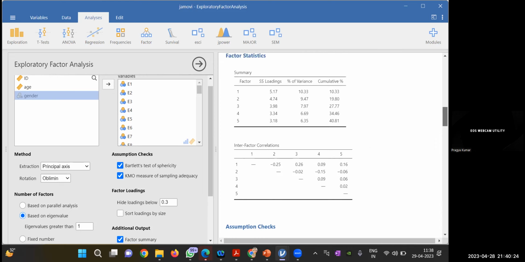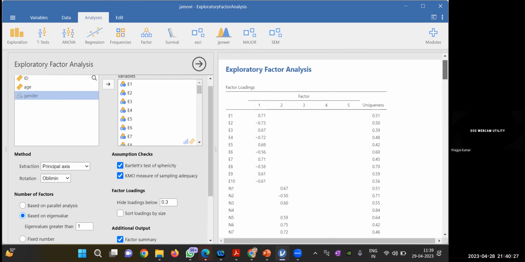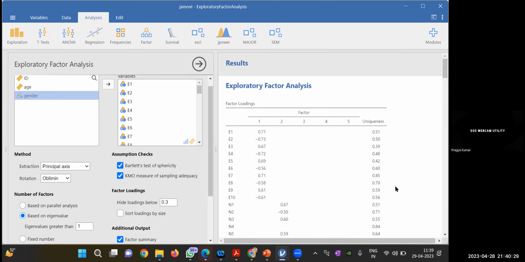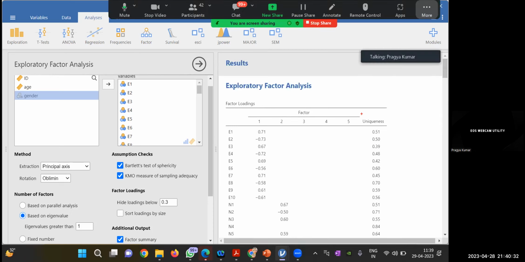Before I go to construct validity, let me show you the uniqueness part, which Dr. Shruti was also asking me to explain. Can you see a column of uniqueness here? For this item, E1, the uniqueness is 50.51. What does it convey? Yes, all of you please write in the chat box. I have explained uniqueness and communality to you. So what will be the communality for this item, E1?